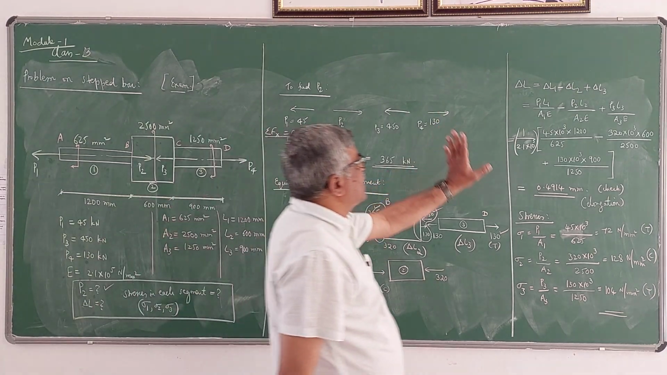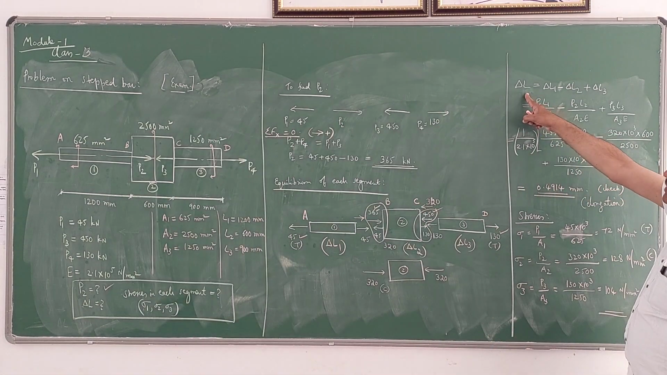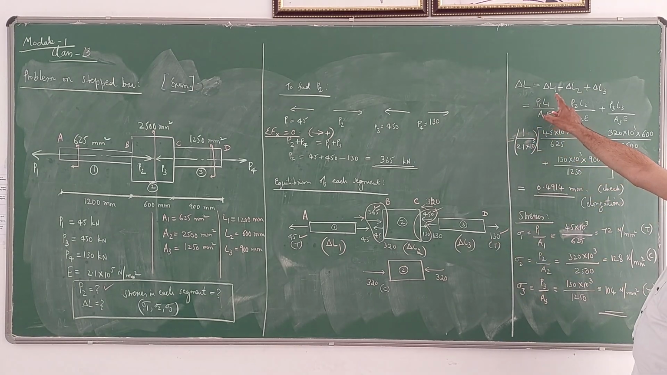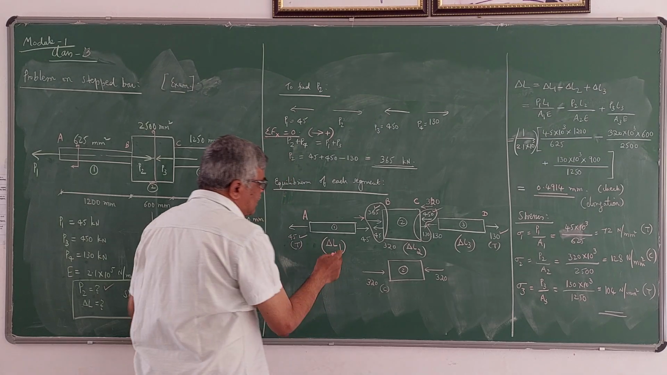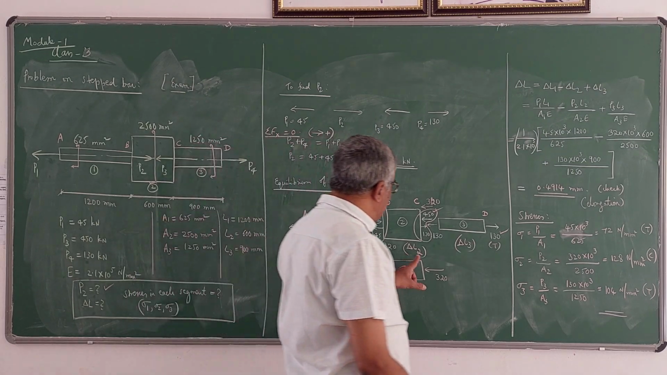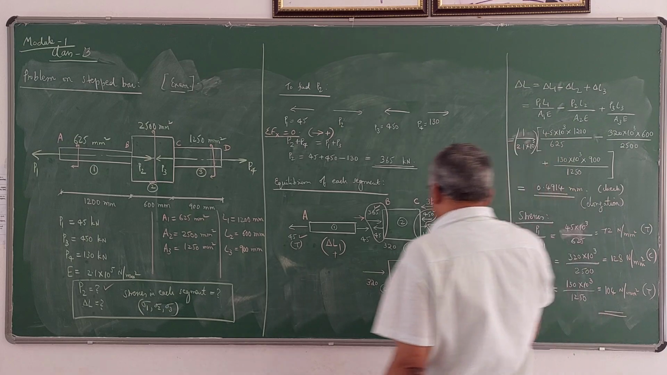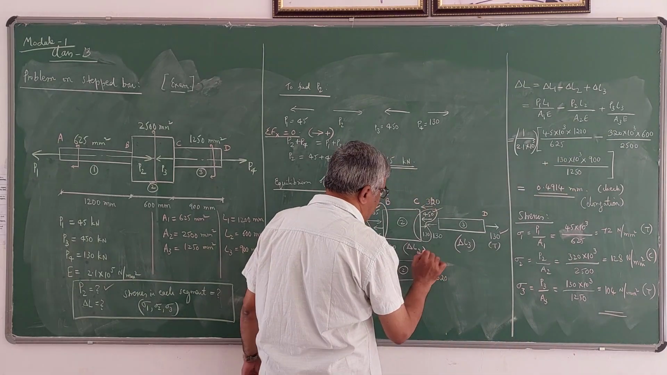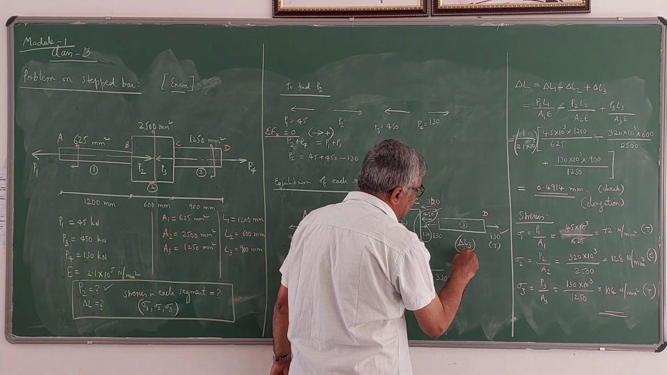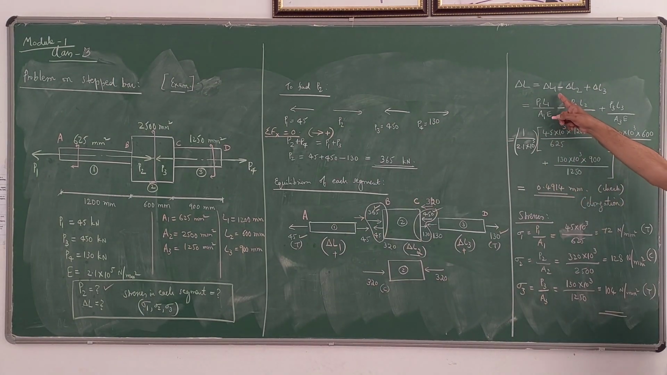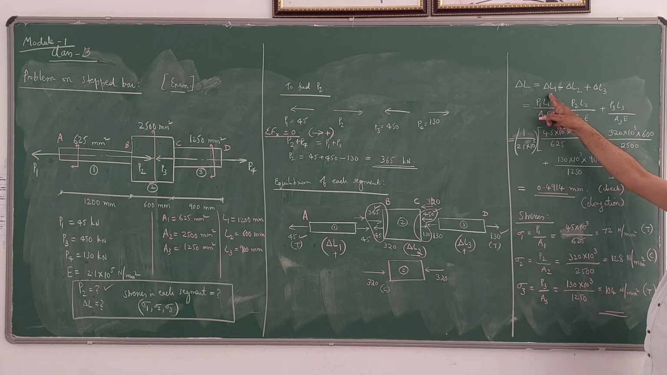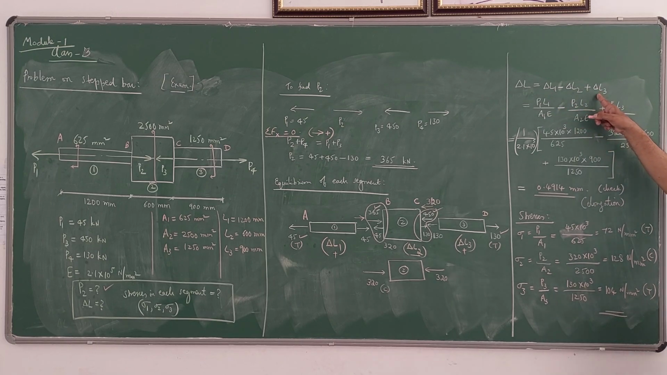Now your total deformation will be delta L. Delta L is the total deformation of the entire stepped bar. It is delta L1 because this is positive. So delta L1 is positive because it is subjected to tensile force. Delta L2 becomes negative because it is subjected to compressive force. Delta L3 once again is tension force, so it is positive. That's why I have written like this: delta L1 minus delta L2 plus delta L3. First segment is subjected to elongation, second one is subjected to contraction, third one is subjected to elongation.